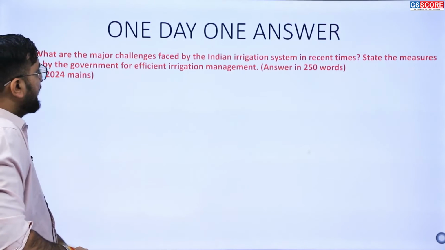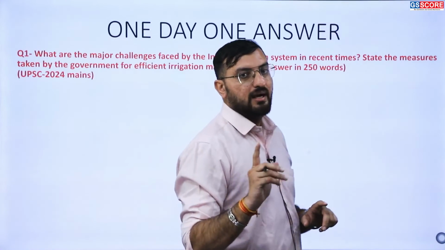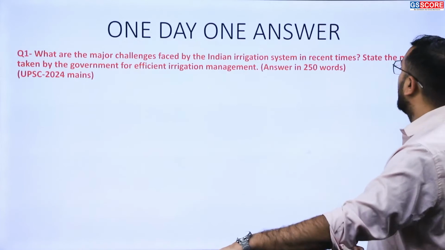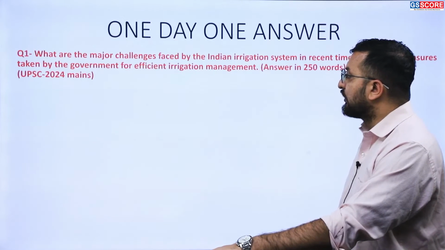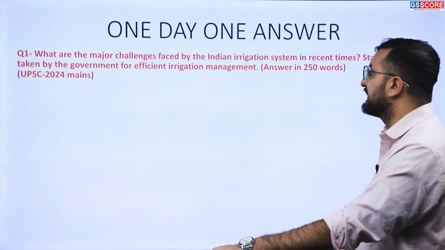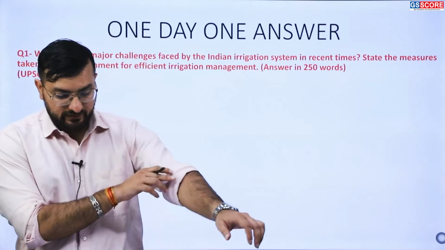Then let us move forward to our next question that UPSC has asked in Mains 2024. They are talking about the major challenges faced by the irrigation system in India. This is the first part that we need to answer, and we also need to talk about the government measures and how the government is effectively managing or promoting these irrigation techniques.